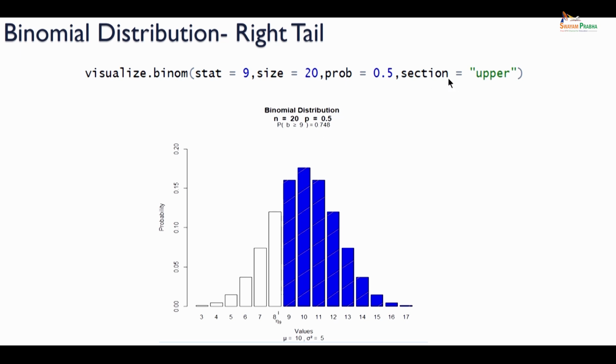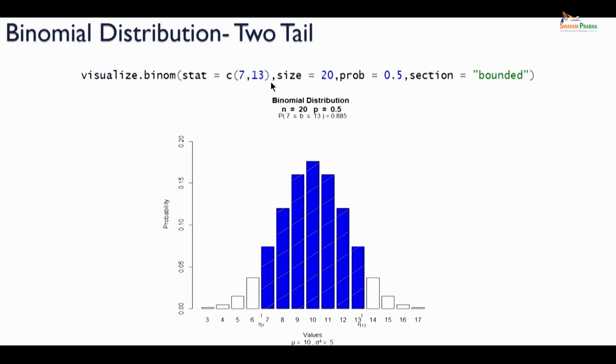Let us change section from upper to bounded and supply two bounded values. The bounds are 7 and 13. Basically, I want to calculate the probability of getting 7 to 13 heads, and that probability corresponds to 0.885.